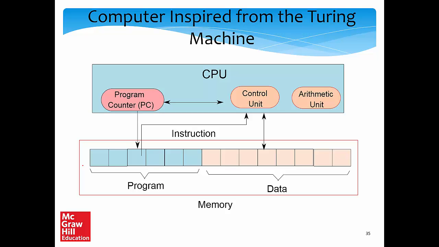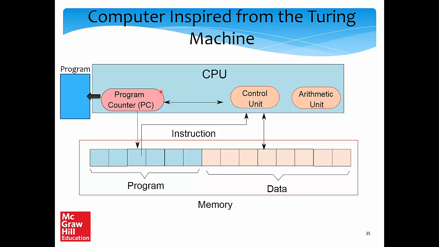So the modern computer has certain components. The components are the CPU, or the central processing unit, whose job is to read instructions, interpret them, and execute them. It has an arithmetic unit, whose job is to add, subtract, multiply, and divide. It has a control unit to run programs with if statements and for loops. It has a program counter, which says which line of the program we are currently executing.